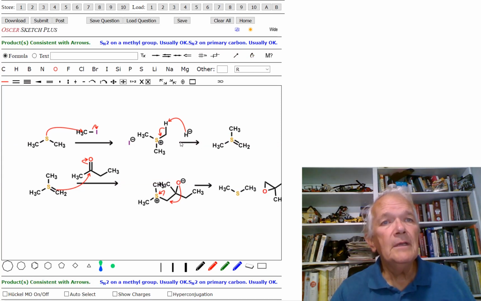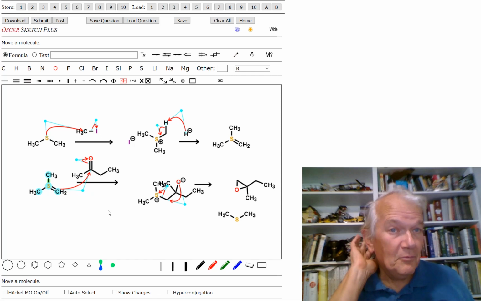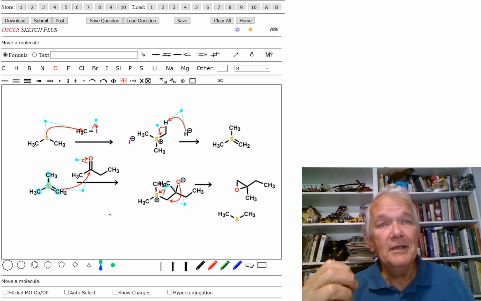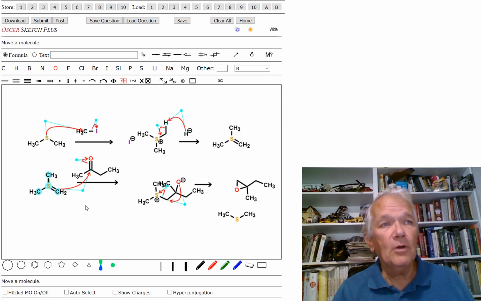So here's our product, and we get our original thioether back, and our net result here is that we've made an epoxide from a carbonyl. Now this is very interesting because normally when you think about making epoxides, you take an alkene and you use a peracid and you add an oxygen atom. Here we've started with a carbonyl and we've added a CH2, so we've completed the epoxide in a way completely different than the way we normally do it.